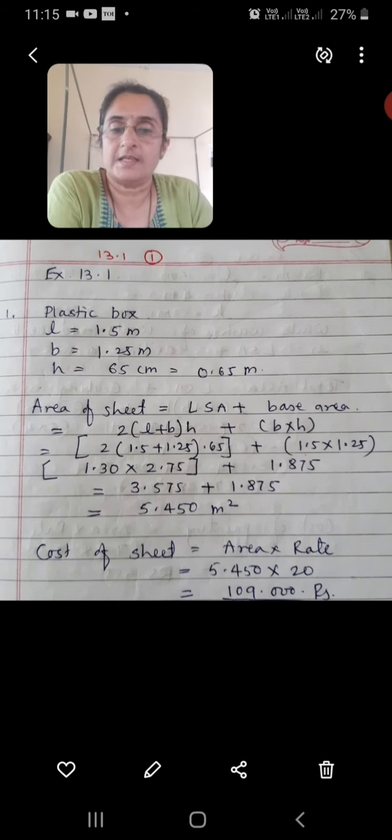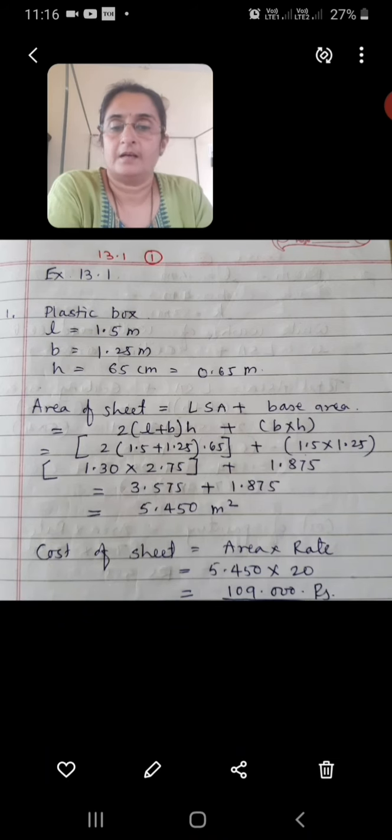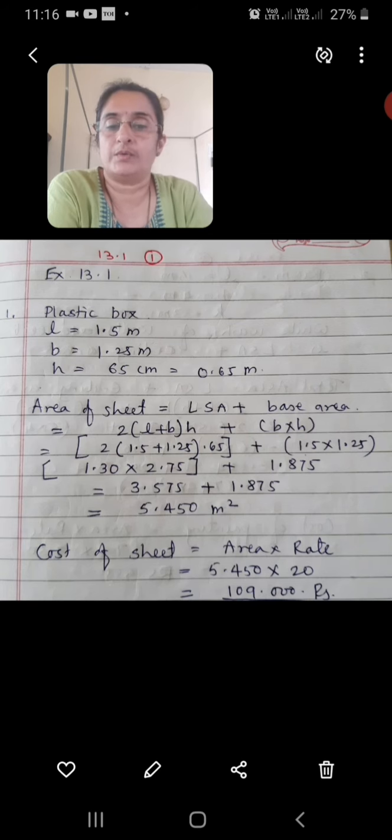Now the cost of the sheet is given, that is 1 meter square costs rupees 20. To find the total cost we have to multiply the given rate with the sheet area needed, that is 5.450 into 20, 109 rupees is the cost of the sheet.